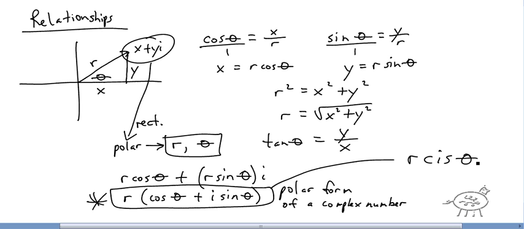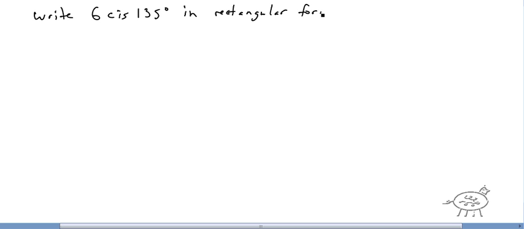All right, so let's do a problem here with that. The directions will be: write 6 cis 135, and I'm going to write it in abbreviated form already, in rectangular form. Okay, so I'm going to expand it here because I think it's a good thing. Cosine 135 plus i sine of 135.